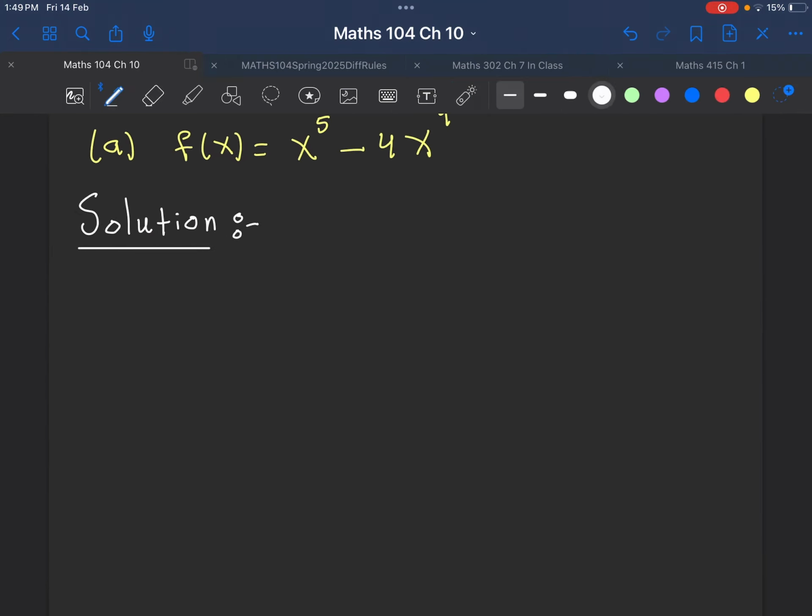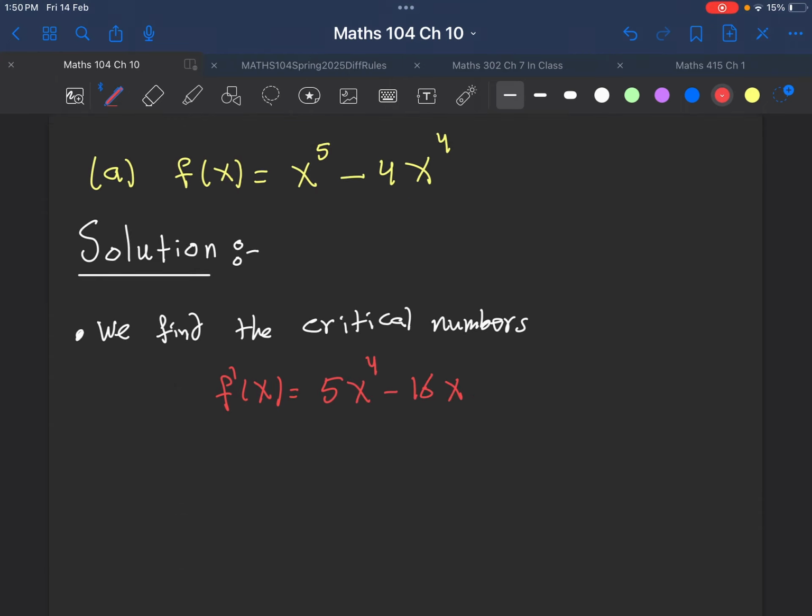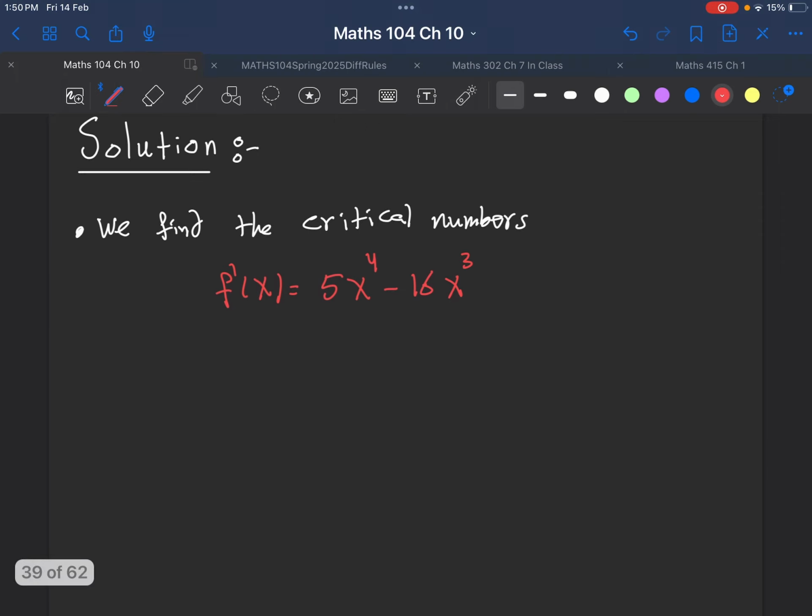Of course, as a first step, we need to find the critical numbers. Why do we need to find the critical numbers? Because we need the critical numbers in order to find increasing, decreasing, and local maximum, local minimum are just critical numbers. How do we find the critical numbers? We just need to find the derivative, which is 5x^4 minus 16x^3. If we just keep it as this, next step, we need to find the critical numbers.